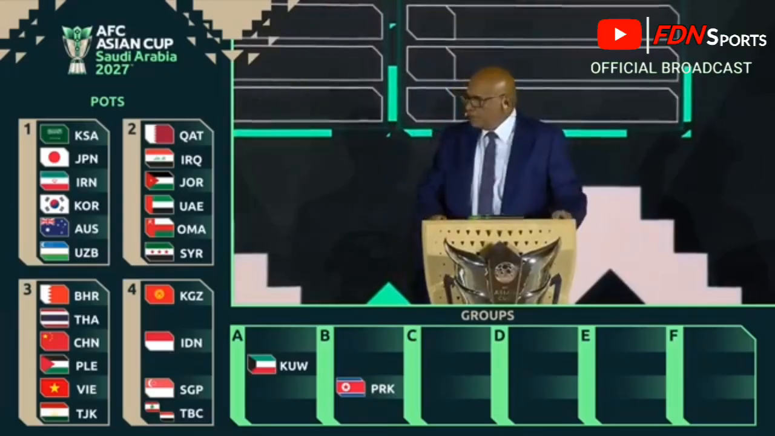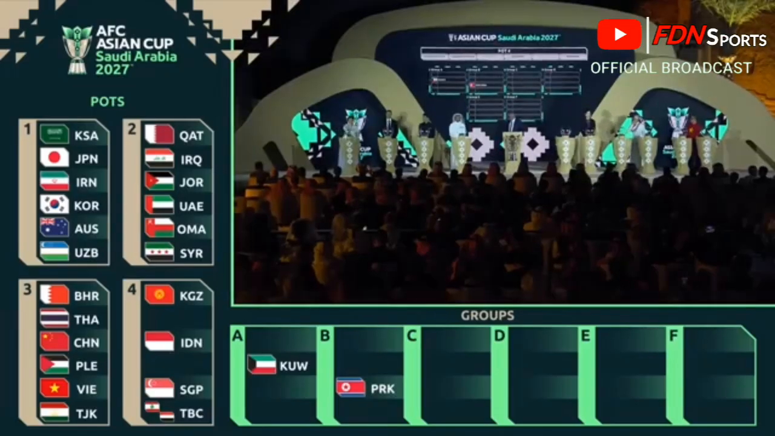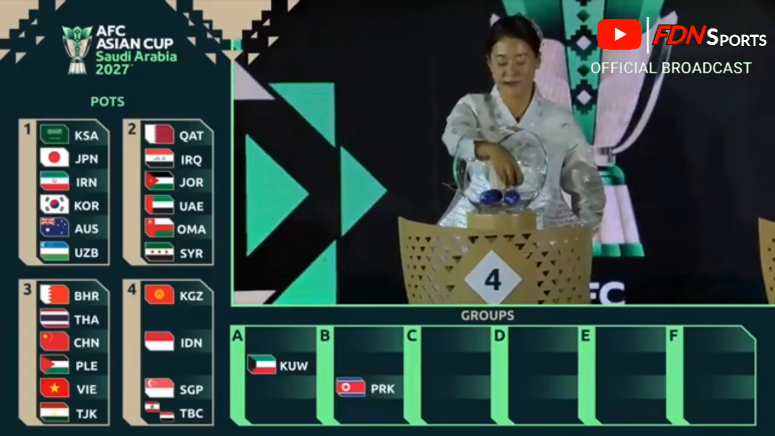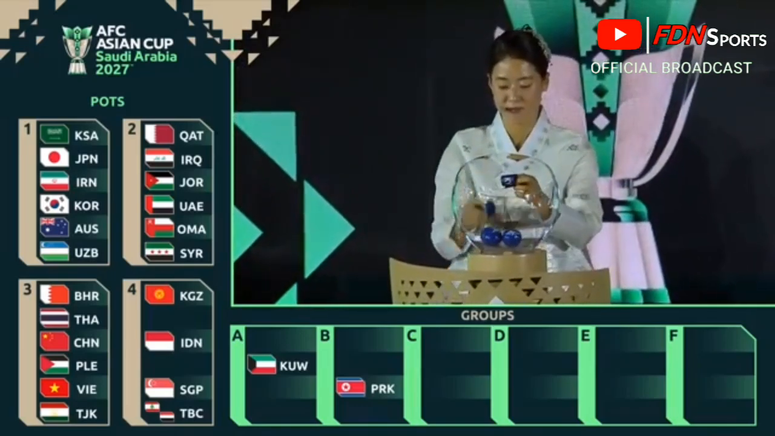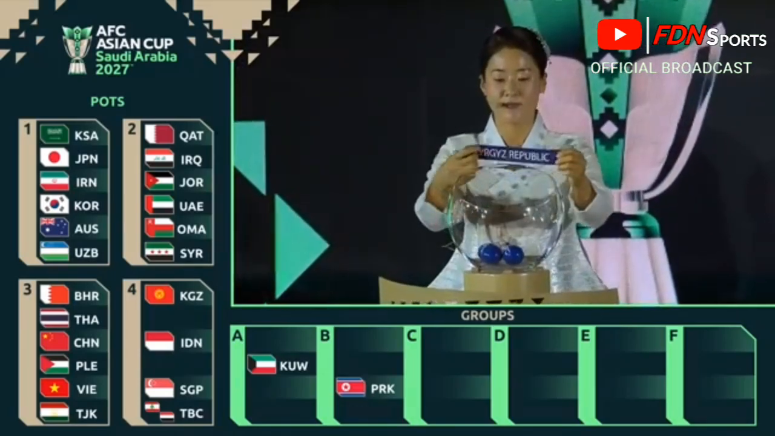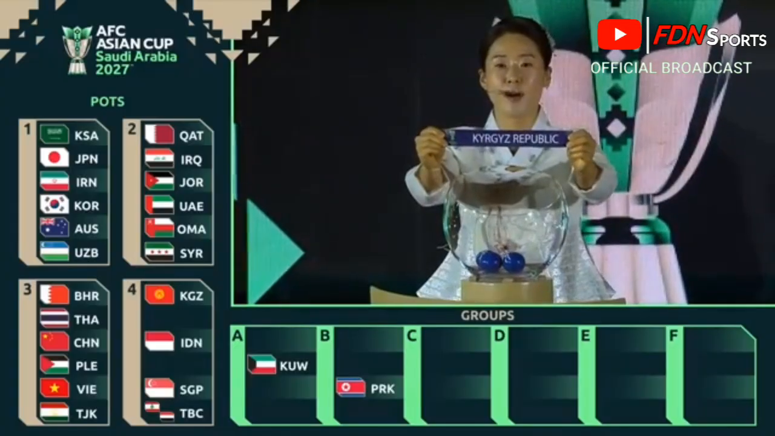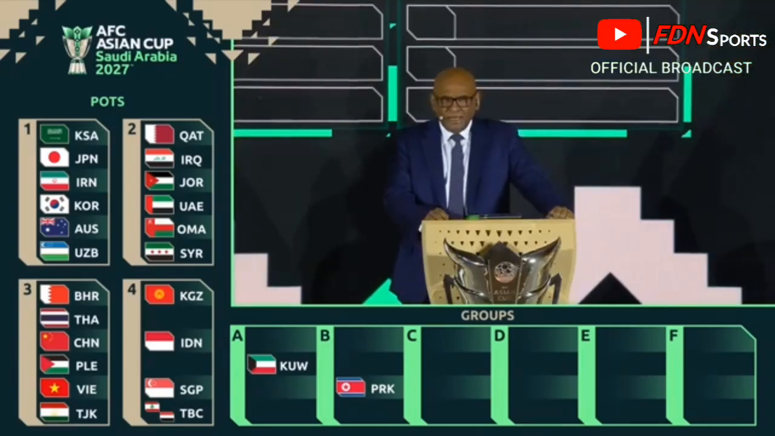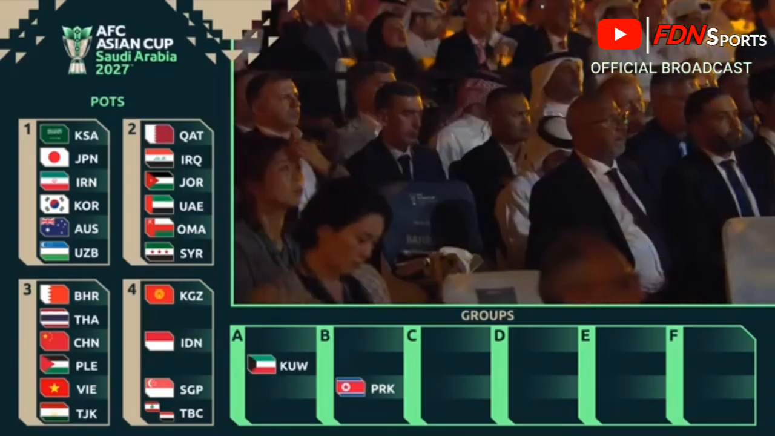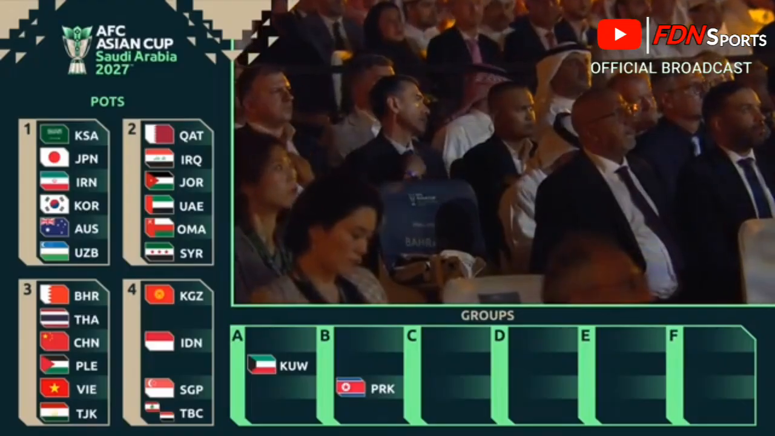Thank you. Move on to the next ball, Ms. Kim. Kyrgyz Republic. Kyrgyz Republic made their debut in 2019 and this is their third appearance in a row. Best finish is round of 16 in 2019.